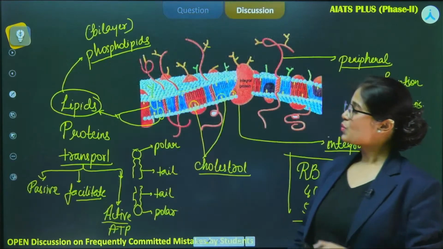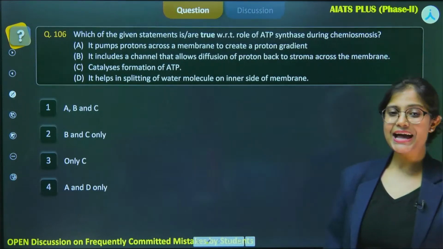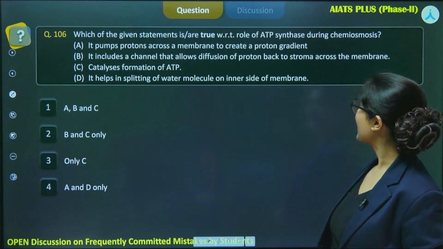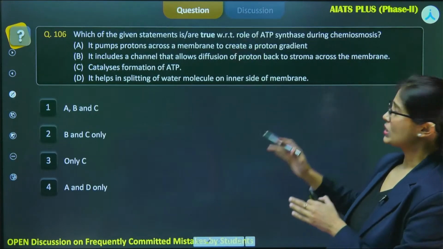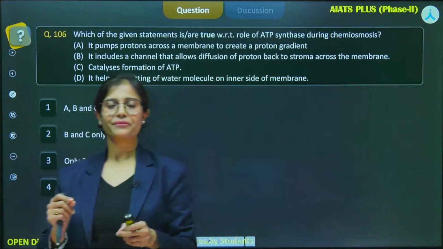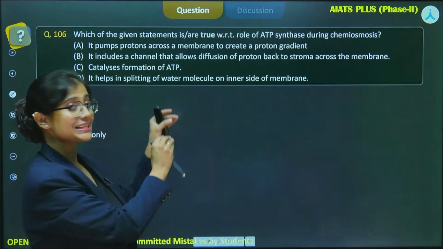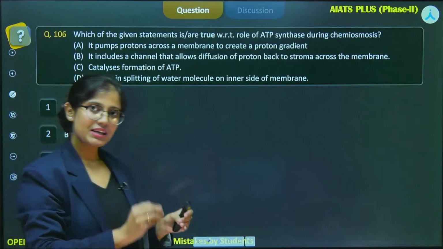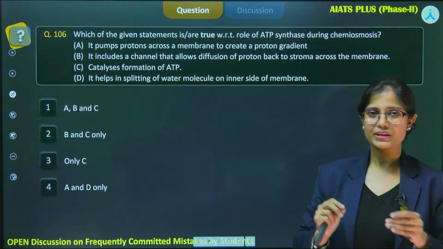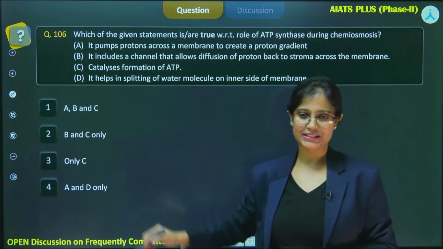Okay, now let's move ahead with the next question, that is 106, and it is from the chapter Photosynthesis in Higher Plants. Now let's see the question. Again, a statement type question. So you can see that this is the pattern of NEET till now, that they ask questions based on statements. So it may consume your time, but they are easy questions. You just need to know the simple trick of how to solve all these questions, how to rule out the options.